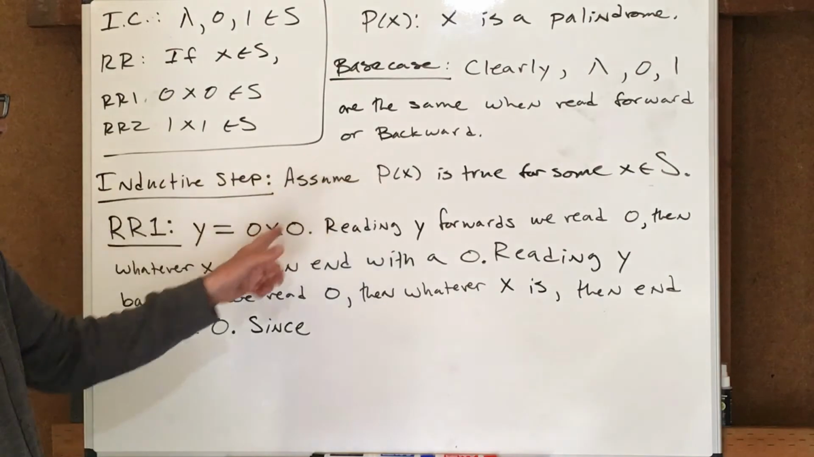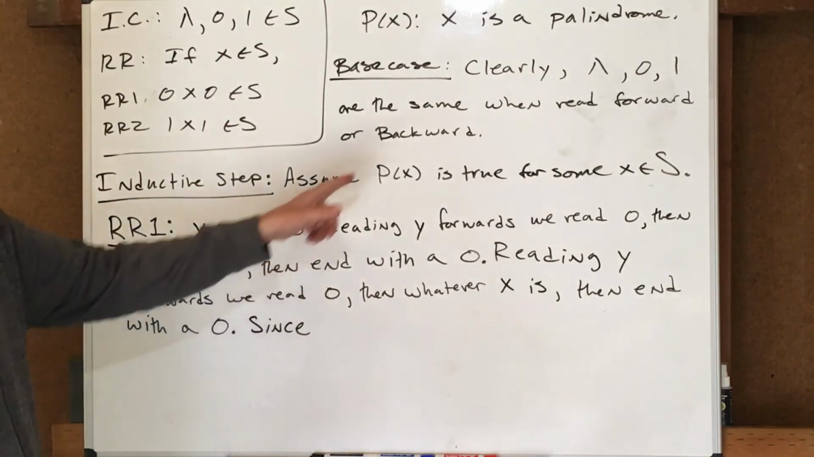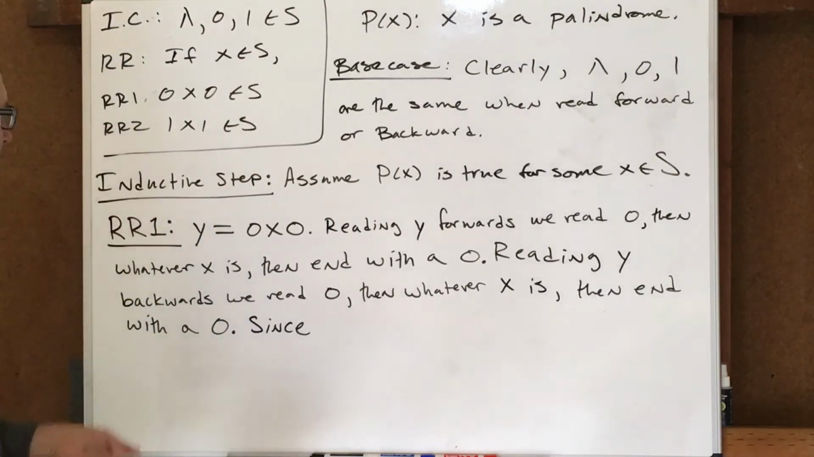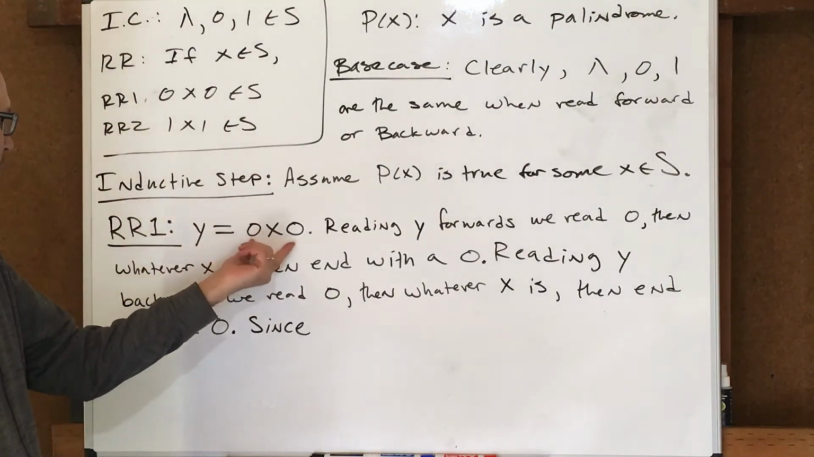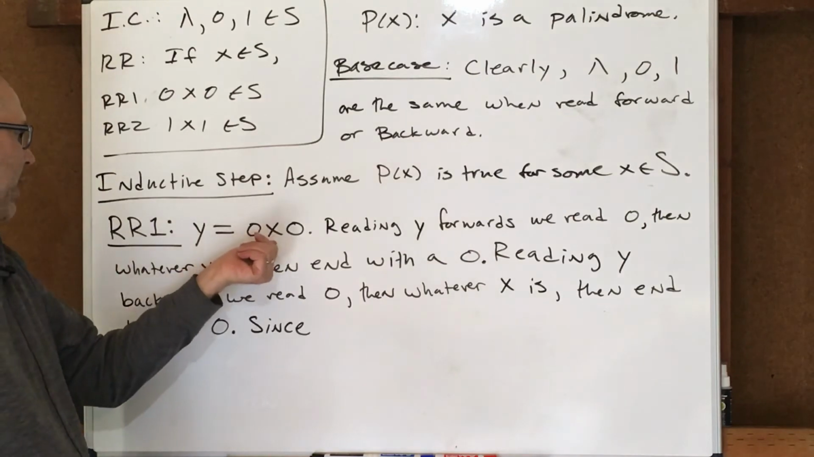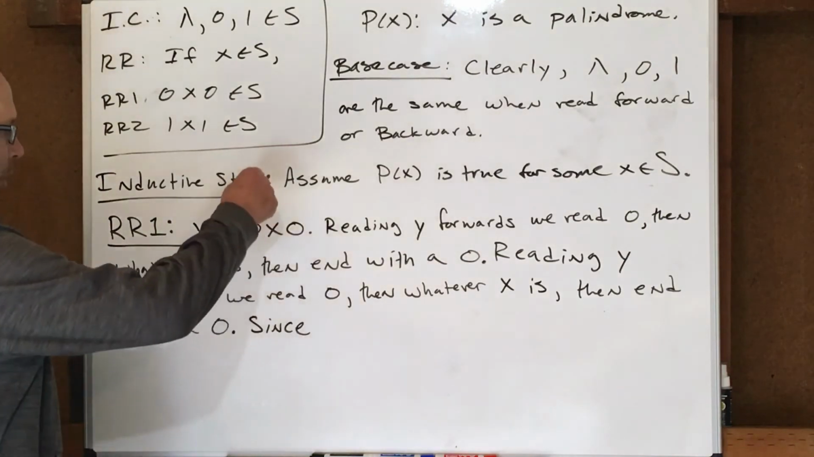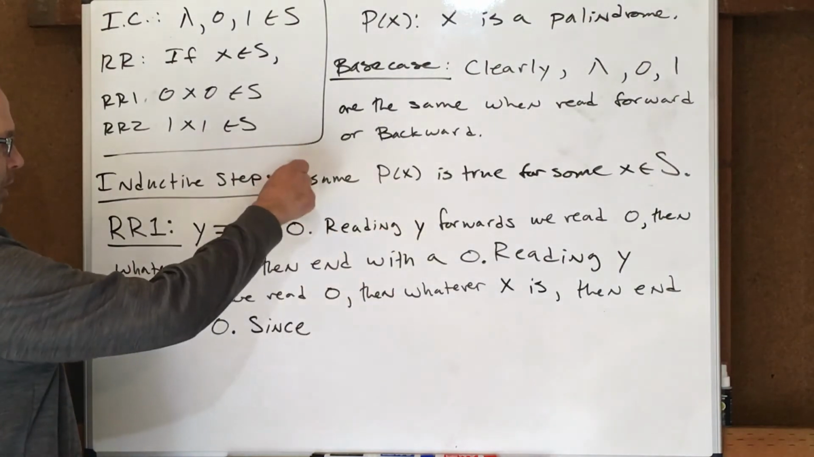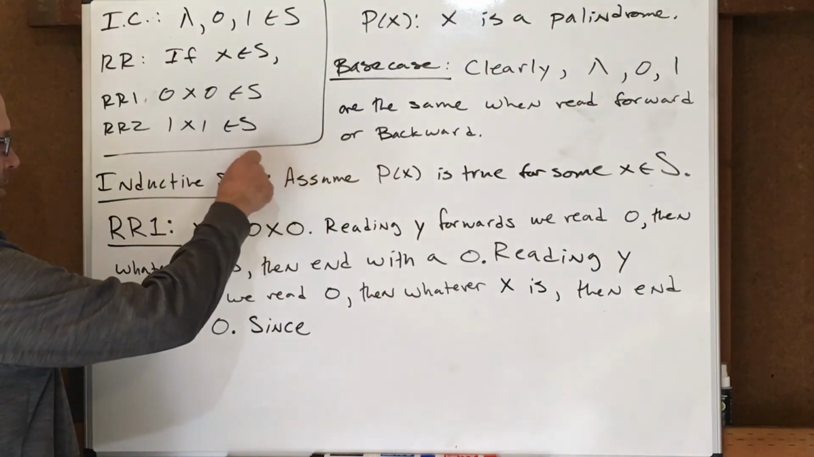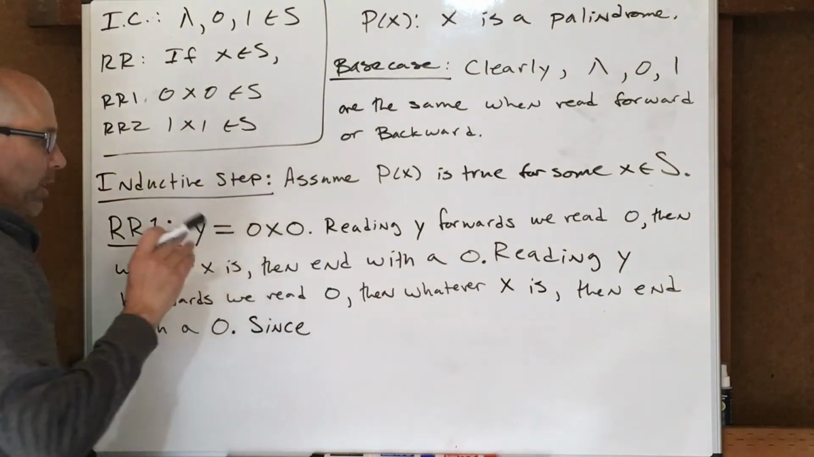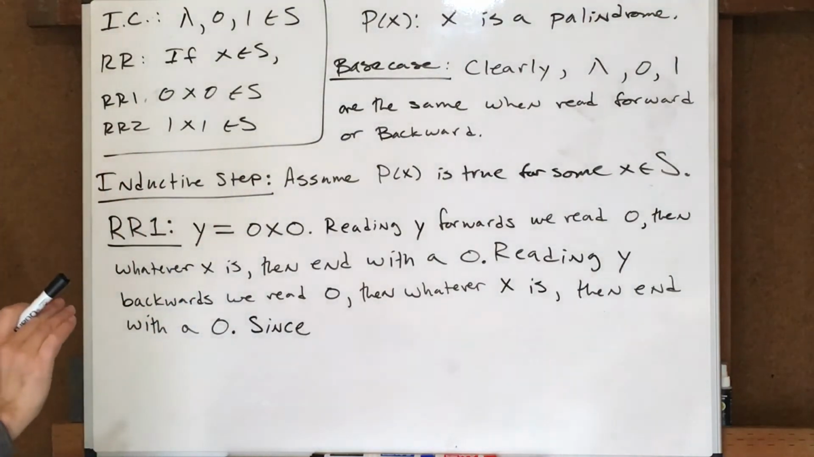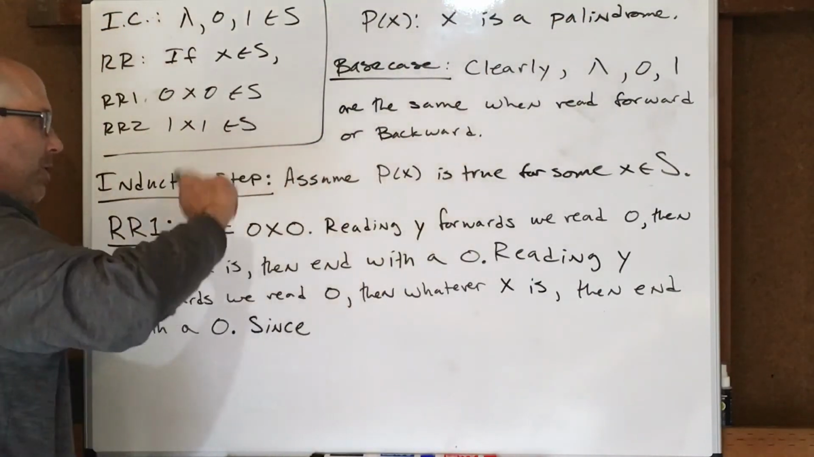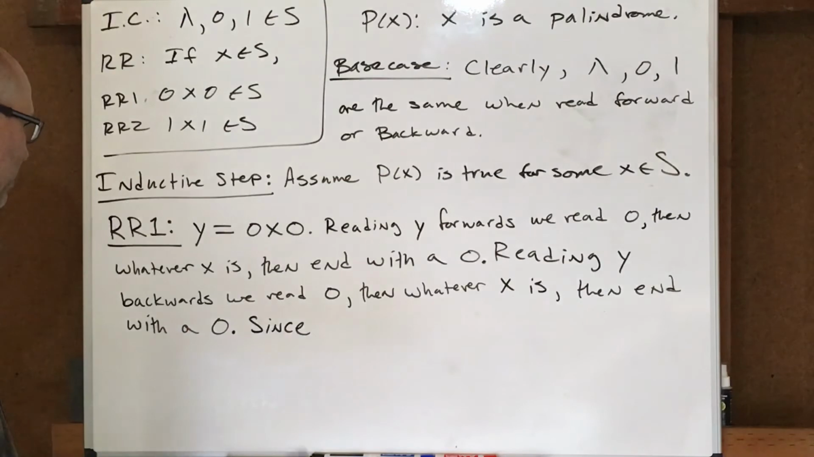We're assuming the thing that came before, x, is a palindrome, so it can be read the same forward and backwards. So when you read y, which is recursive rule 1 applied to x, forwards, you read a 0, then whatever x is, then a 0. When you read it backwards, you read 0, then whatever x is, and then 0. Now the key point here is the induction. The key point is the fact that x is a palindrome, so x can be read the same forwards and backwards.